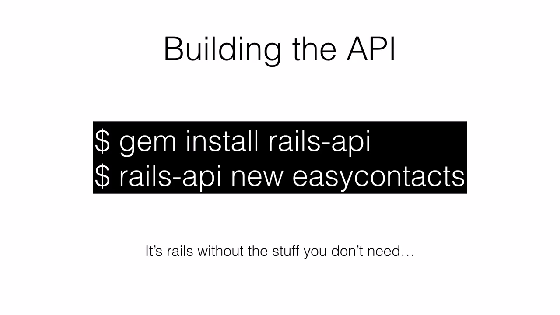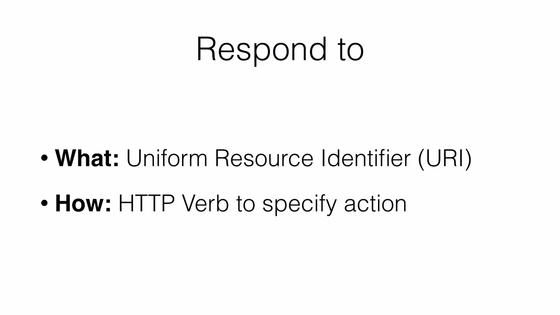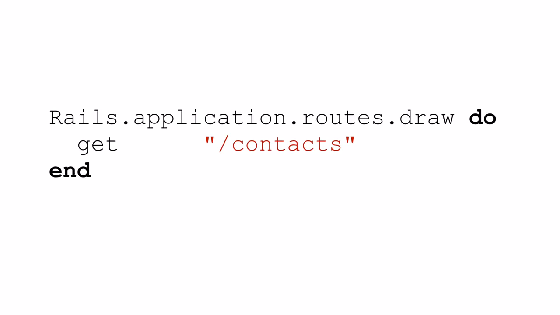We're going to use the gem called Rails API. It's just Rails, except there's a few things taken out because you don't need them if all you need is an API. So our API needs to respond to the URI, Uniform Resource Identifier, and it needs to respond to HTTP verbs. And the HTTP verbs tell us what the client wants to do with that resource.